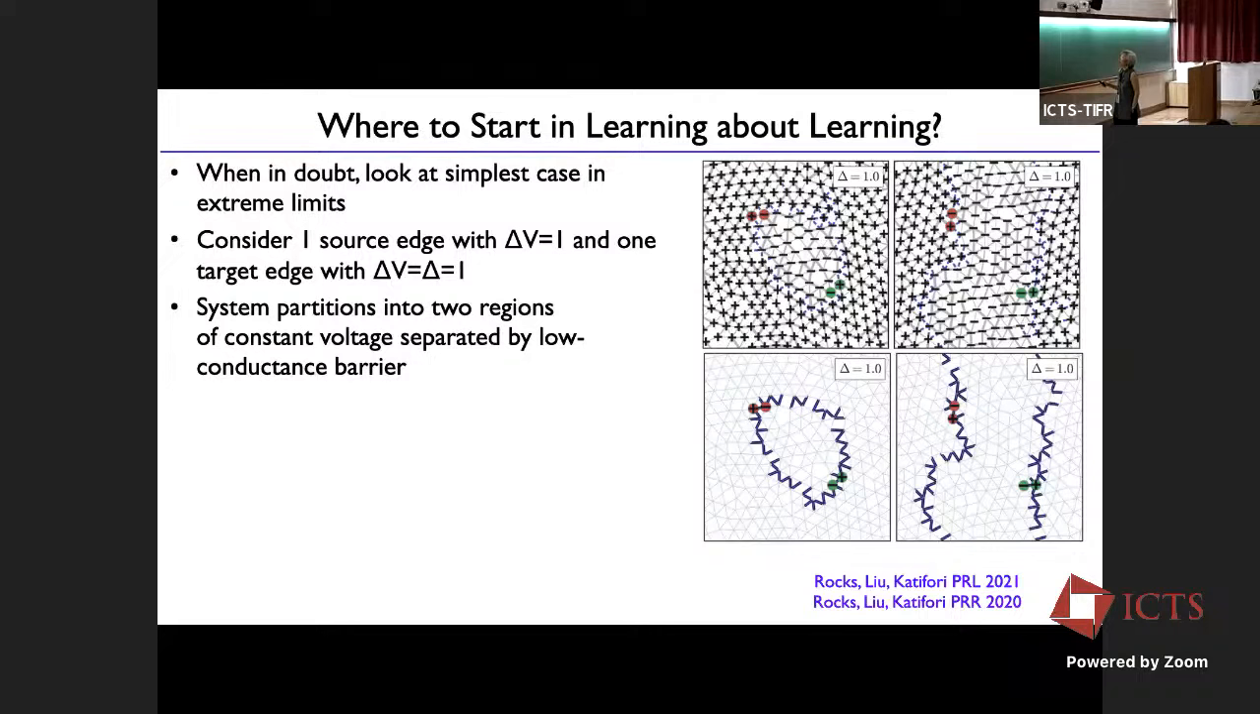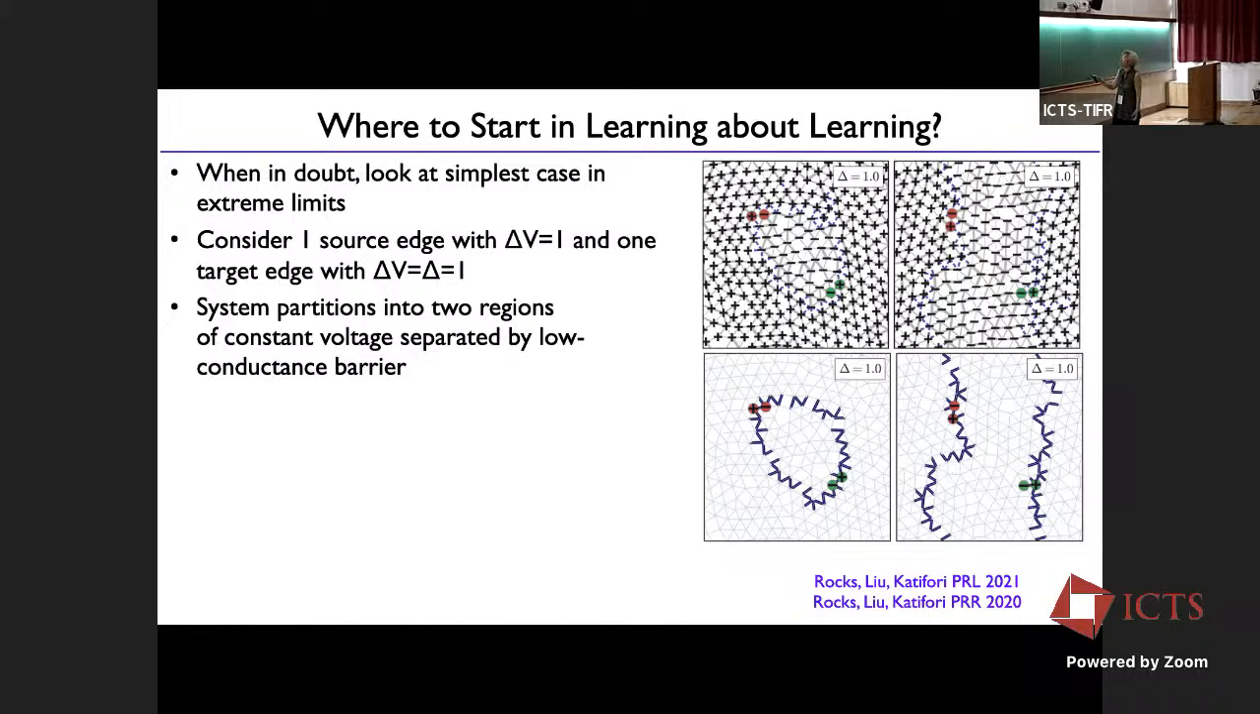And in that case, you can just look and see what happens. It's very interesting. The network develops 2 sectors, one where all the voltages are -0.5, and the other one where they're all +0.5. And so these 2 source nodes span that boundary, and the 2 target nodes also span that boundary. So this is how the system does it.